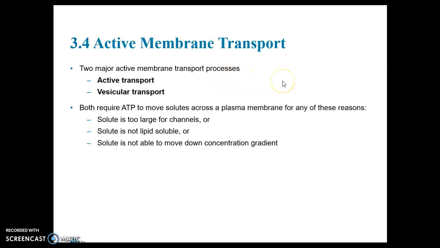Okay, so we already covered passive membrane transport, and the examples of that were simple diffusion, facilitated diffusion, and osmosis. So now we're going to cover active transport. And there are two major types of active transport. There's just active transport. That's all it's called. And then there is vesicular transport, which is bulk transport. That's the transport of a large amount of material across the plasma membrane.